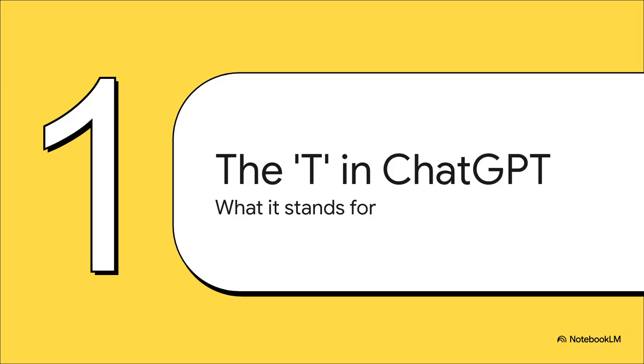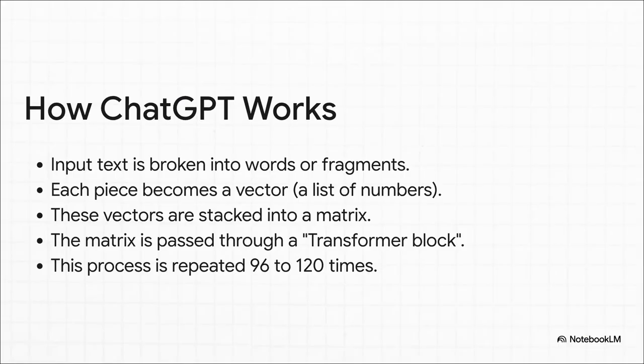Okay, first things first, what does that T actually stand for? It stands for transformer. And a transformer is the fundamental, like the Lego brick, the compute block that powers these incredible models. So here's the basic idea of what happens inside something like ChatGPT. You type in a sentence, right? The model first chops it up into little pieces, words or even fragments of words. Each one of those little pieces then gets turned into a vector, which is really just a fancy way of saying a list of numbers.